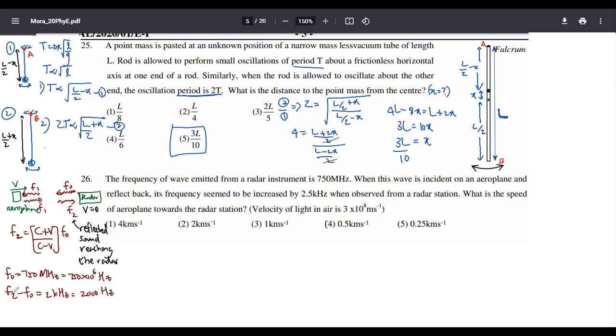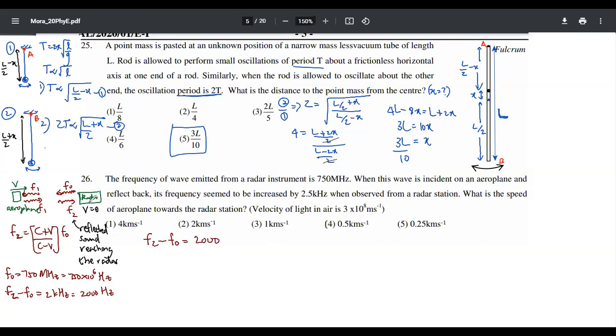Right. So first of all, let's use this equation and do the question. What I'm supposed to find out is the speed of the aeroplane towards the radar station. This is a technique we use to find the speed of the aeroplane. From the radar station itself, you can estimate the speed of the aeroplane. That's one of the main uses of Doppler's effect. Okay, I'll use this equation now. F2 minus F naught is equal to 2000.